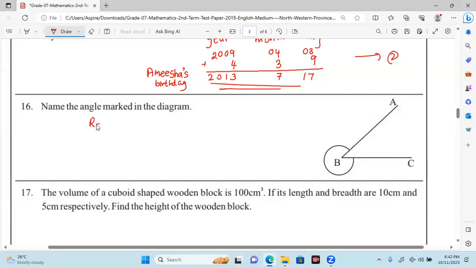Then you have to name it reflex A, B, C angle. Otherwise, your answer may not be correct if you have just named it as A, B, C angle.